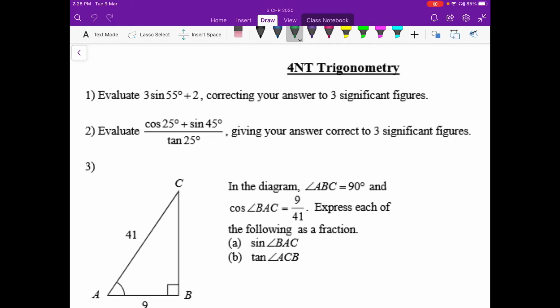Okay, the first question is just using our calculator, making sure that you know how to use it in the correct mode. Okay, in 3 SF. So that's the answer for question 1.